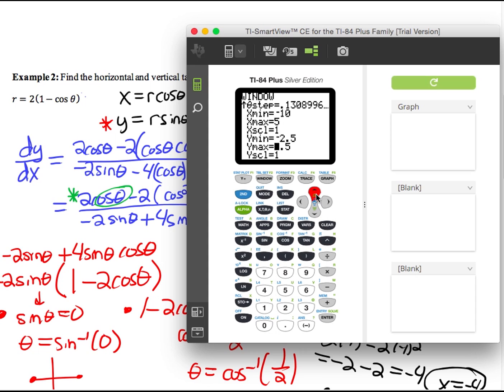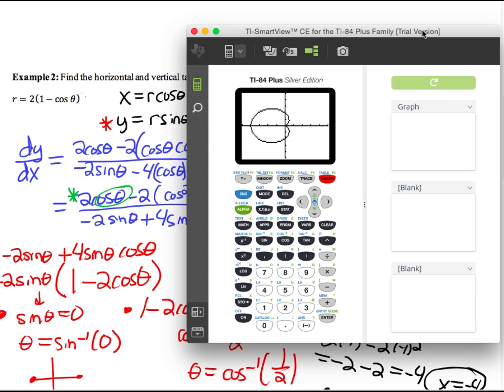And we'll go negative 10. Let's see what that looks like. Okay, I think I went too big. Let's just go negative 5 and negative 5. That looks like a nice cardioid.